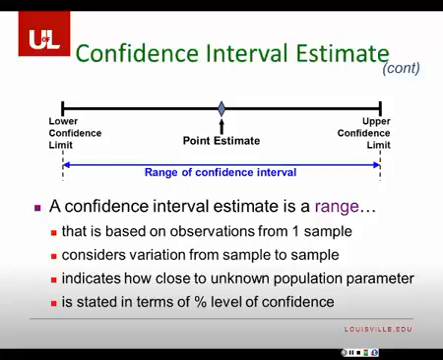If I'm going to use the sample mean and the sample variance, what I'm really looking for is, what is the likelihood that the true population mean falls within that interval? Thus the name confidence interval. How much confidence do I have that the true population mean falls inside of that range?